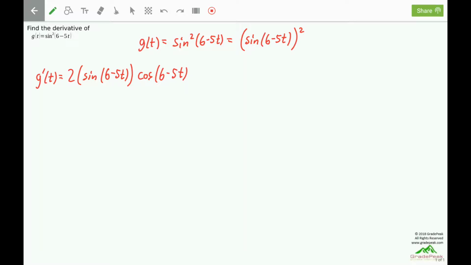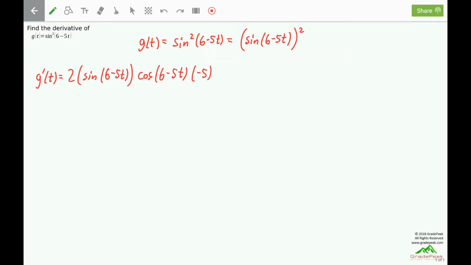It's a double chain rule. The derivative of 6 minus 5t will be 0 and then minus 5, so a negative 5. And that multiplies the entire thing. So double chain rule. We have a 6 minus 5t inside of a sine, which itself is inside of a square. We have that inside of that inside of that. And that's why you have a double chain rule.